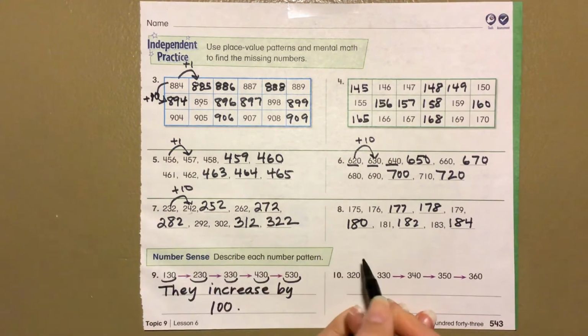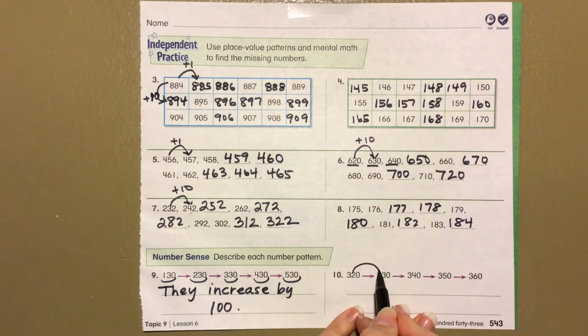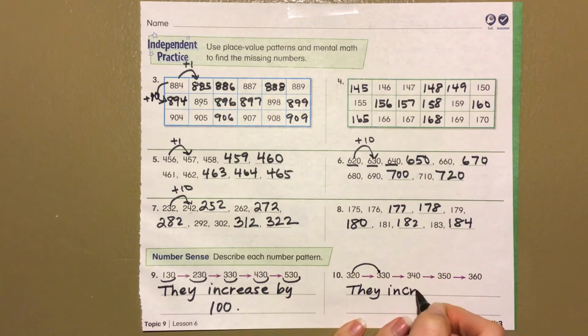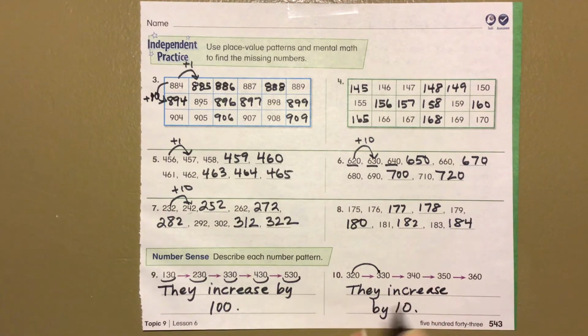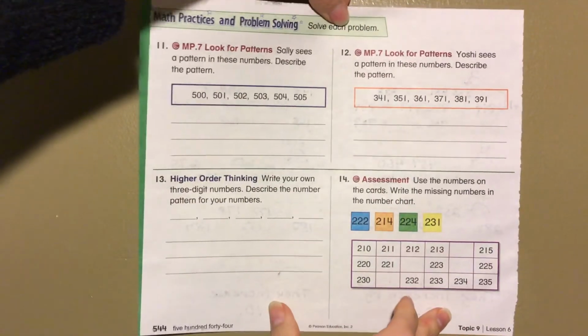Now let's take a look at this one. 320, 330, 340, 350, 360. We're going up by +10. So I'm going to say they increase by 10. All right, let's go ahead and go on here to the back page.